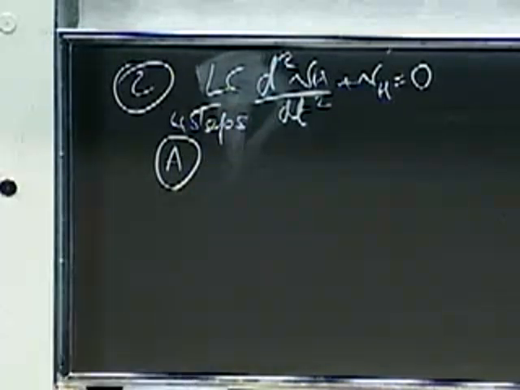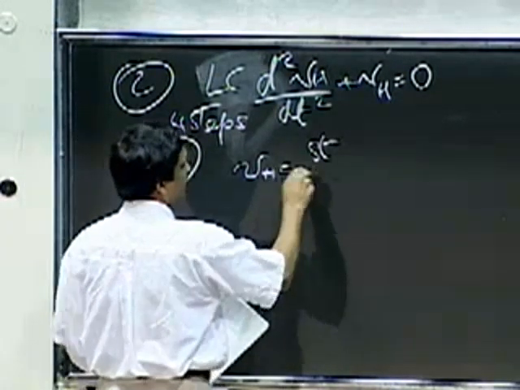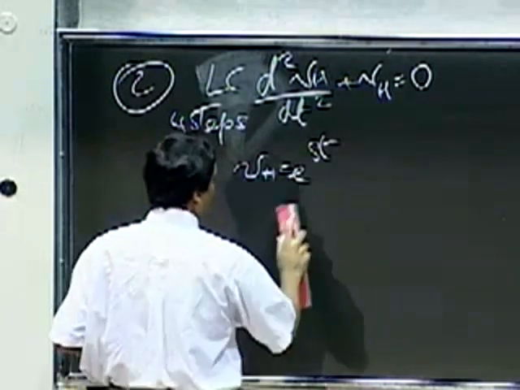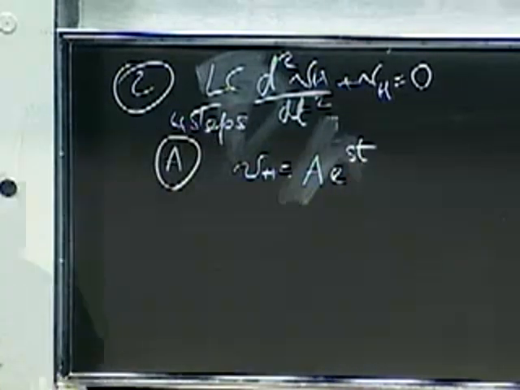Four steps. Okay, the first step is assume a solution of the form A e to the st.